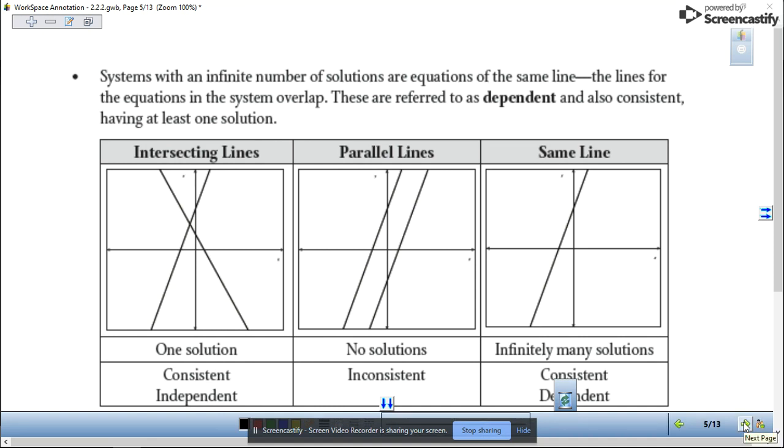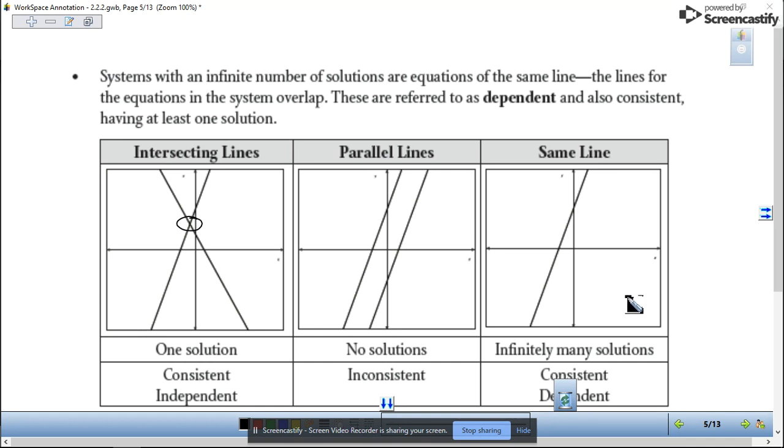So here's the three different types. This first one right here, you have a single solution, it's where they intersect. Here you have no solution. And in this third one, it looks like you only have one line graph because it's literally the same line. It's always on top of itself. So there's infinitely many solutions. Any point that falls on that line is a solution.